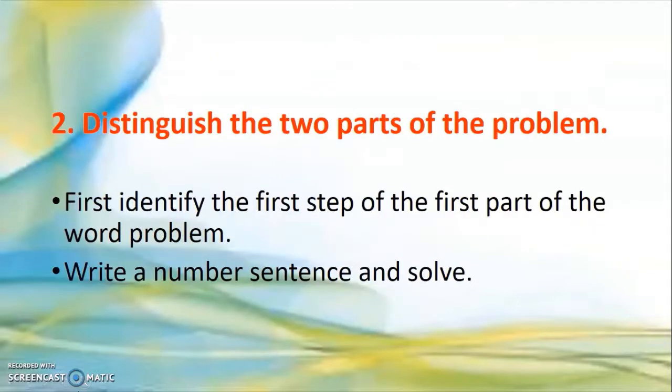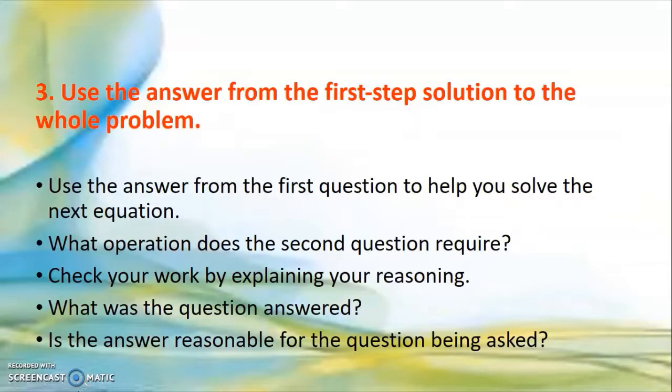Second, distinguish the two parts of the problem. First, identify the first step of the first part of the word problem. Then write a number sentence and solve. Last step, use the answer from the first step solution to solve the whole problem. So you're going to use the answer from the first question to help you solve the next equation.